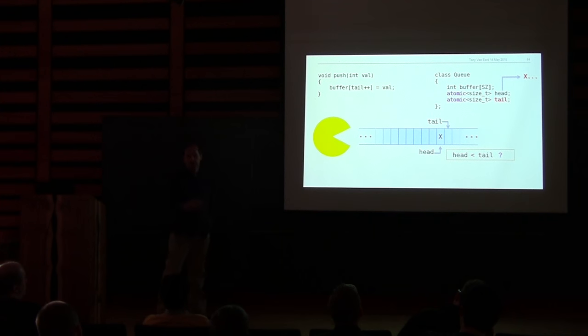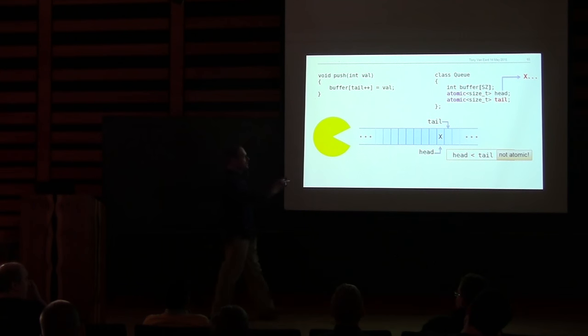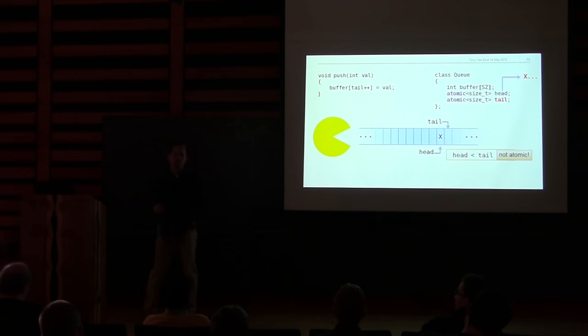So maybe we just check. Is head less than tail? Always make sure head is less than tail, and then we'll never, other than this push problem, but if things aren't being pushed right now, just don't eat entries past the tail. Well, I can't do that. Head's an atomic variable. Tail's an atomic variable, but comparing the two of them at the same time is not atomic.